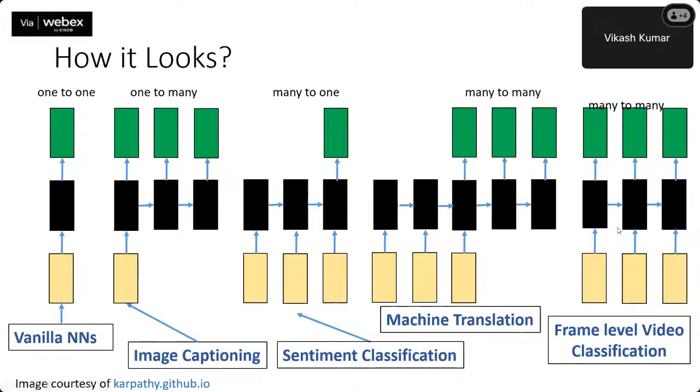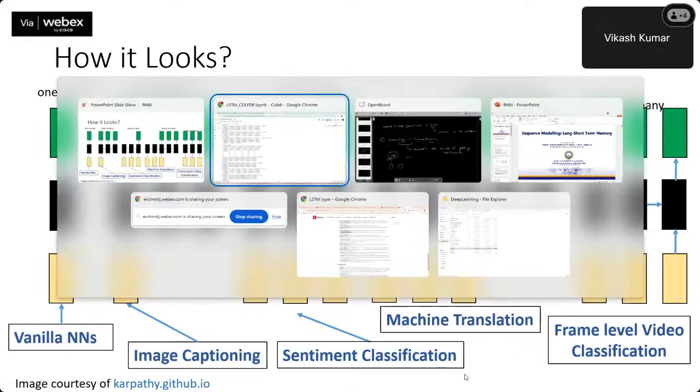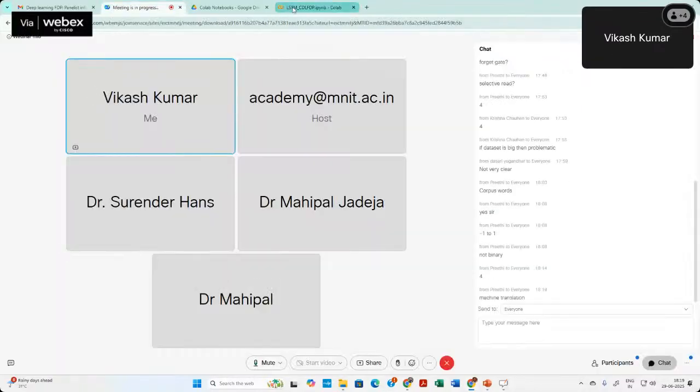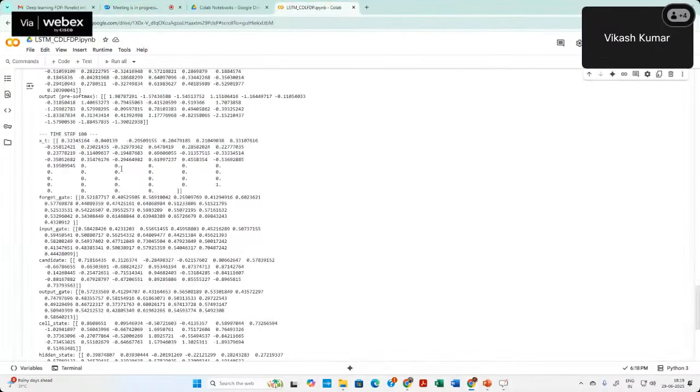Okay, one more question. If I ask you, what kind of architecture was I implementing through that implementation? Is it a vanilla NN? Is it image captioning? Is it sentiment classification? Is it machine translation or frame level video classification? What architecture are we implementing here? Can you tell me what architecture we are implementing here?